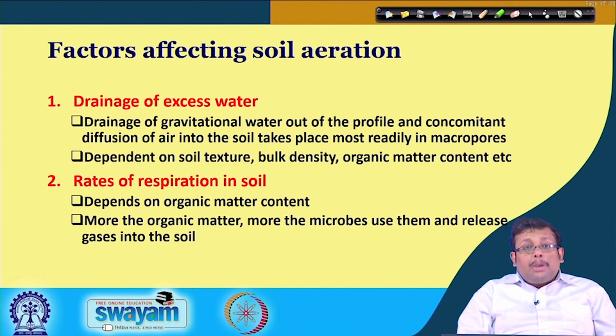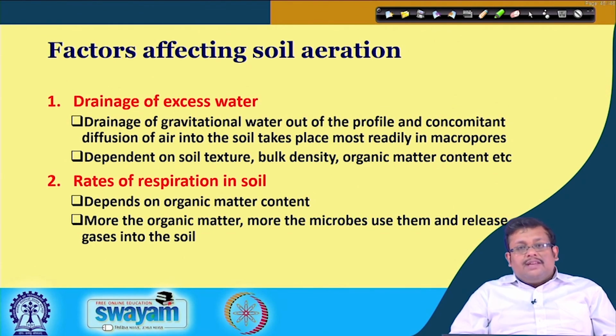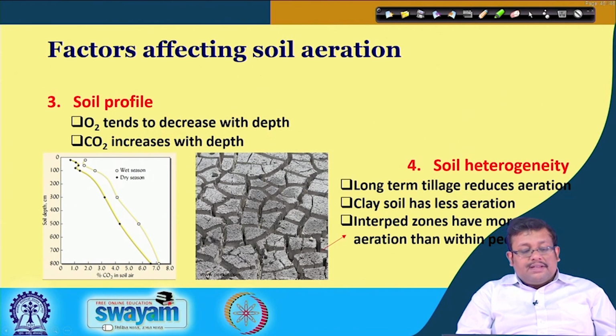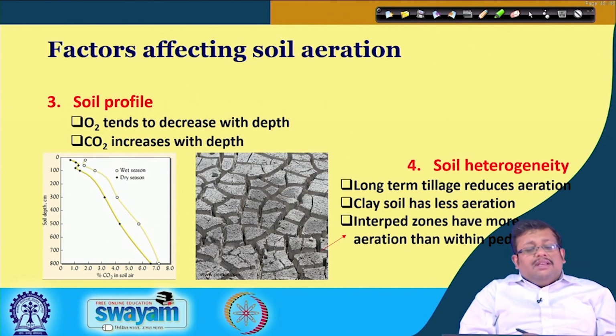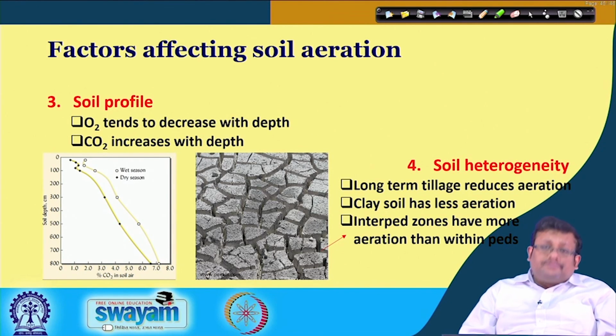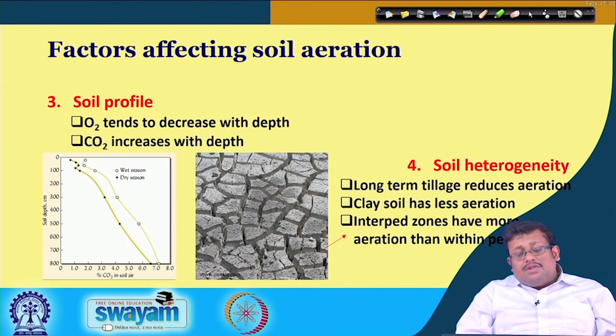Rates of respiration in the soil also matter, because they depend on organic matter content. With more organic matter, more microbes will use it and release more gases into the soil. So, the rate of respiration will also affect soil aeration. In the soil profile, oxygen tends to decrease with depth and carbon dioxide tends to increase with depth, and soil heterogeneity also plays a part in soil aeration.